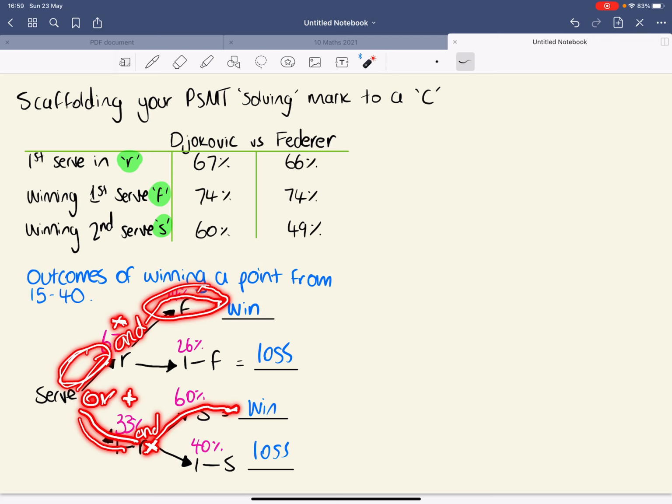So have a look at this. This is what we're going to do. We're gonna write a model, right? A formula, just a straight line of letters that are going to predict the probability of winning a point.